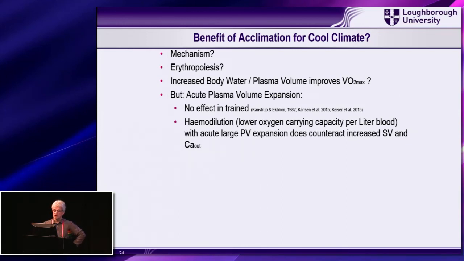It was mentioned that hemodilution, which happens with acute plasma volume expansion, would counteract the increased stroke volume and cardiac output that you get from the cardiovascular stability achieved. So one effect would take away the other. But if you would do a full acclimation process, you may not have the hemodilution as it's happening with the acute plasma volume expansion.